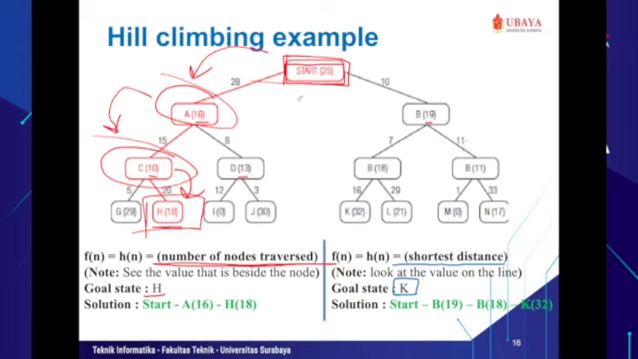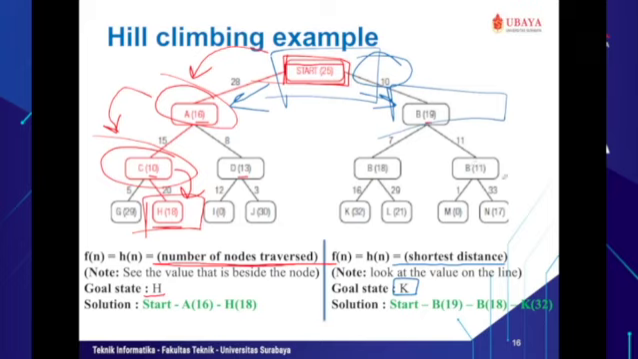Let's see here. From the start, it has two children, either A or B. Because the value of the heuristic in B here, the distance, is smaller than the value from start to A, node B will be our selected successor. Again, node B here has two children, B left and B right. Alright, let me put it, this is B1 and this is B2. Okay, let's see the heuristic, the shortest distance. B to B1 is 7, B to B2 is 11. So the next successor will be B1.